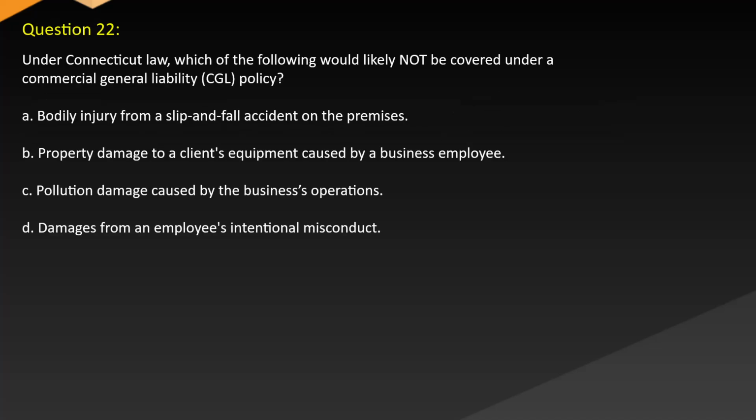Question 22. Under Connecticut law, which of the following would likely not be covered under a commercial general liability (CGL) policy? A. Bodily injury from a slip and fall accident on the premises. B. Property damage to a client's equipment caused by a business employee. C. Pollution damage caused by the business's operations. D. Damages from an employee's intentional misconduct.